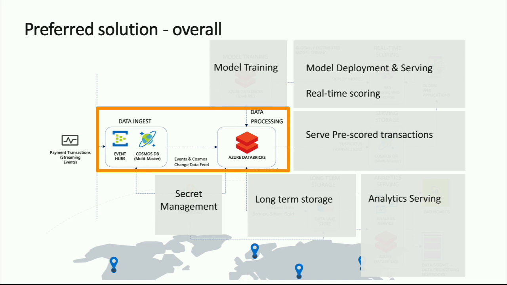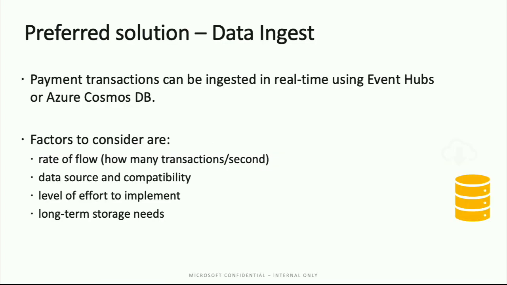So let's say the Woodgrove Bank had a requirement to keep these transactions for, say, a couple of months until they train their other stuff. You can set the time to live property in Cosmos DB, and then the data expires later. But other than that, Event Hubs is also a great choice.